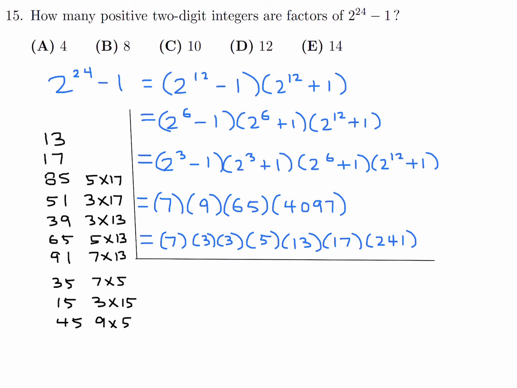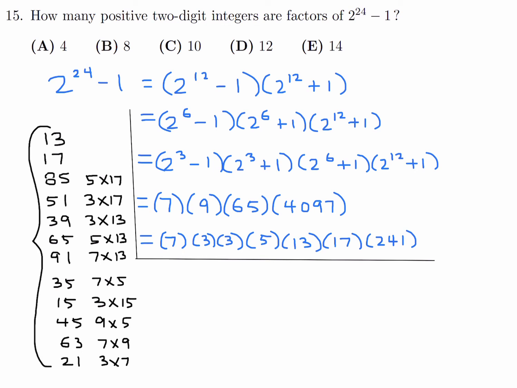So the only ones left are the 9 and the 7. Well, 7 times 9, that's 63. And I think I can squeeze one more with a 3 and a 7. 3 times 7, that will give me 21. And I think that's it.